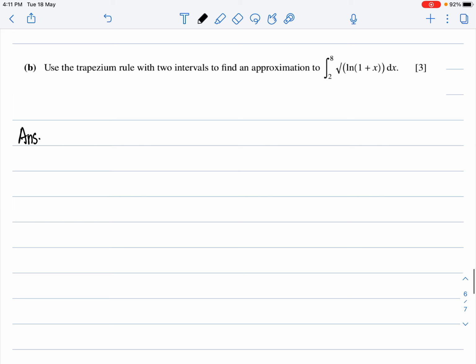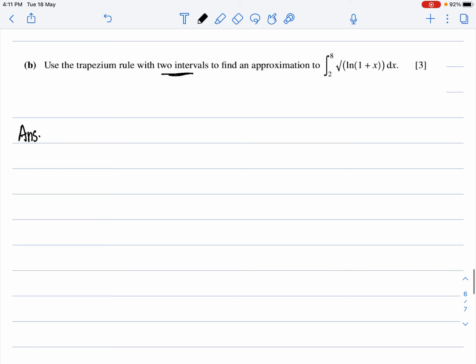Now use a trapezium rule with 2 intervals. This is important to find the approximation. For this you need to know a really important concept, which is called the trapezium rule, or the area of trapezium. The formula here of area of trapezium is basically half into the strip width into the twice of the middles plus the ends.